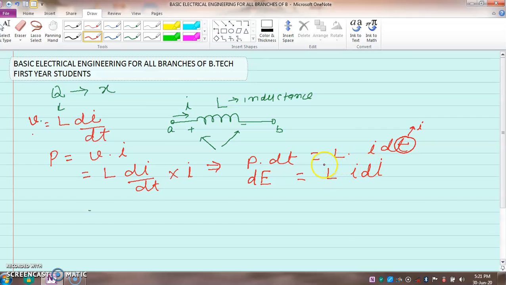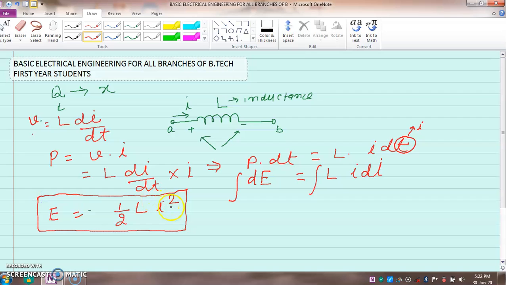So if you integrate it, you will get the whole energy. So energy equals, it becomes 1 by 2 L I square. This is the energy associated with the inductor. Its energy depends on the current.